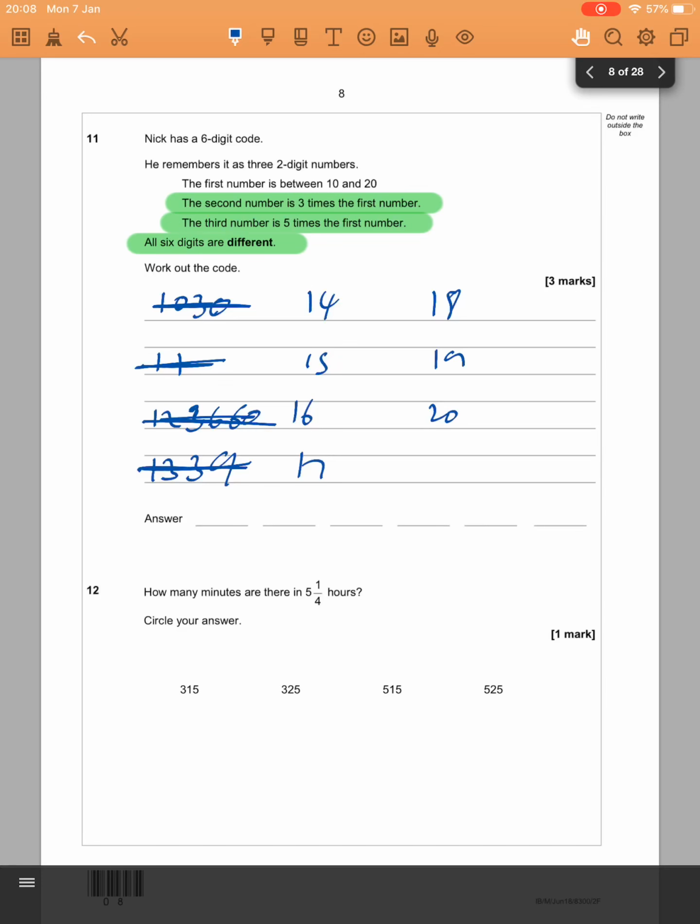Question 12. How many minutes are there in 5 1/4 hours? So what you would have to do is say, well, in 1 hour there's not 30, there's 60 minutes. 1 hour is 60 minutes. So you could work out how many minutes there are in 5 hours and then have a think about how you're going to deal with the 1/4 hour. How many minutes are there in 1/4 of an hour, and include that. And don't forget it's a calculator paper.